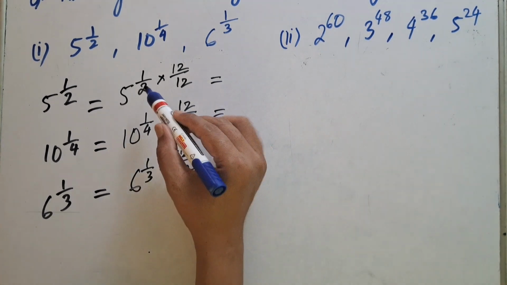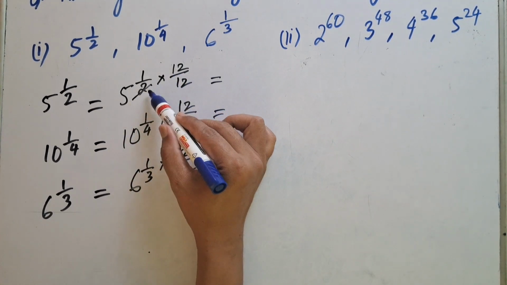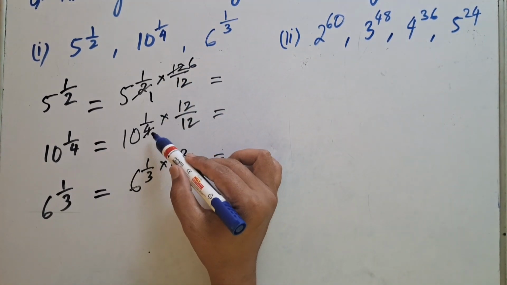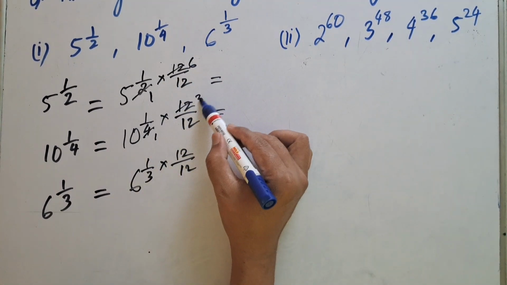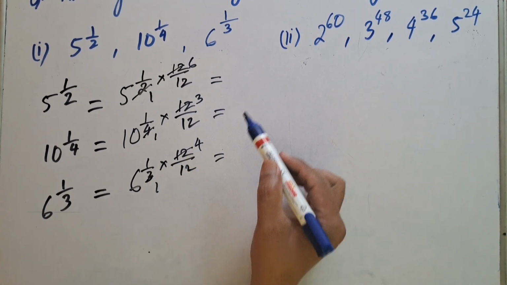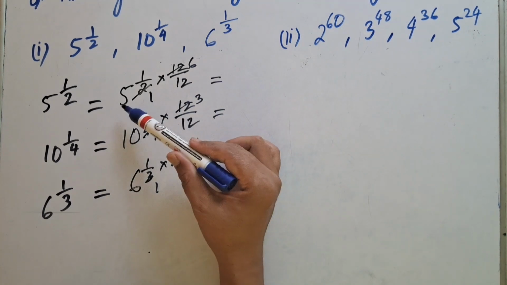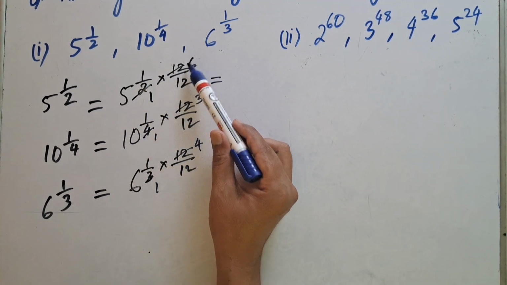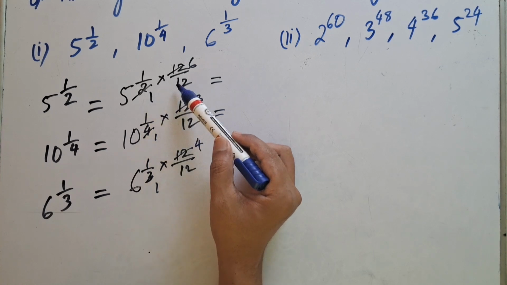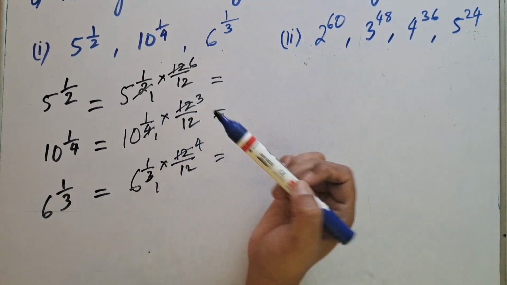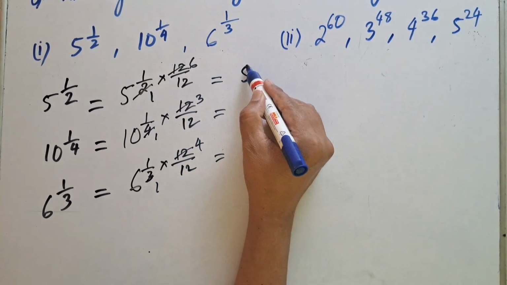Now, let's cancel this. 2 1s are 2, 2 6s are 12. 4 1s are 4, 4 3s are 12. 3 1s are 3, 3 4s are 12. Now we have 5 to the power 1 into 6 is 6, and in the denominator 1 into 12 is 12. 5 to the power 6 by 12, we can write this number like this.